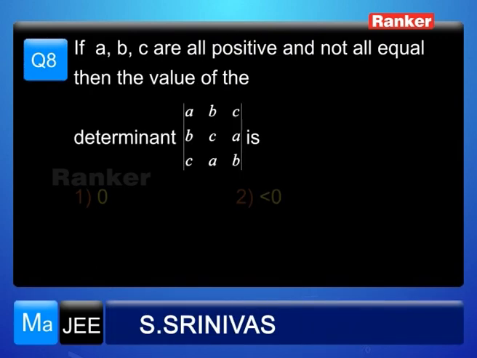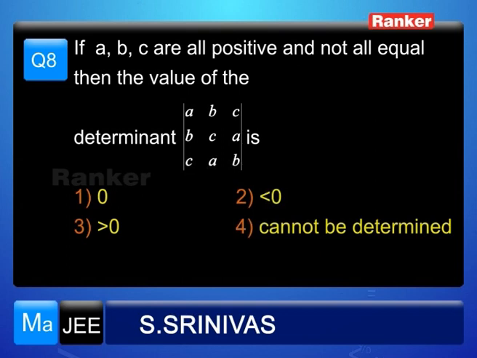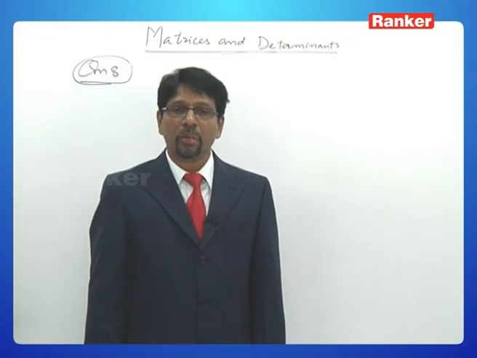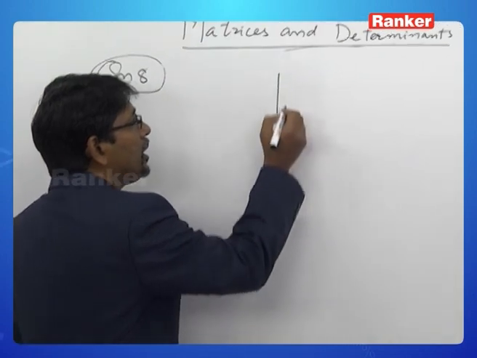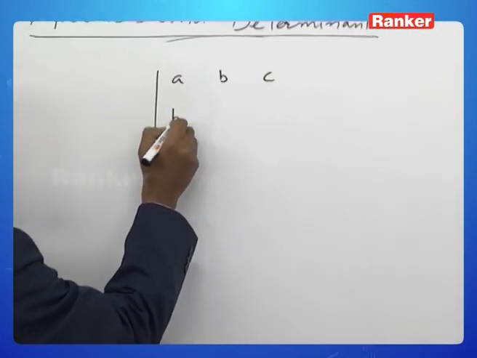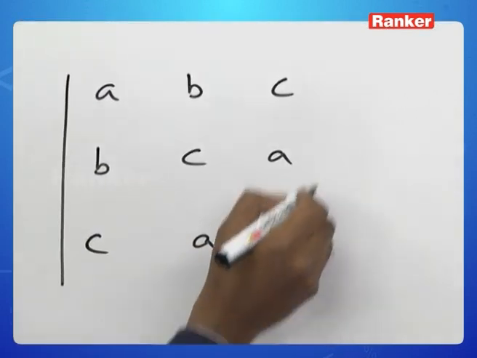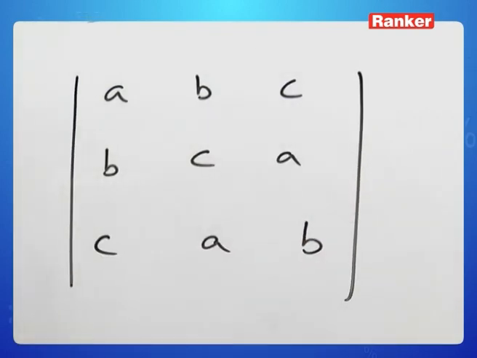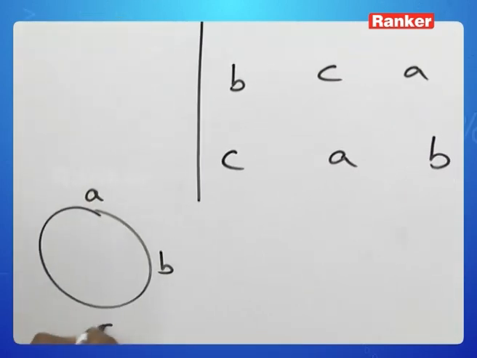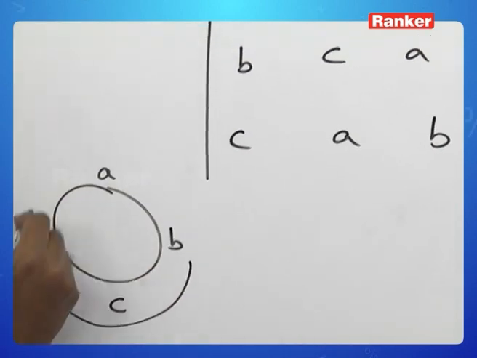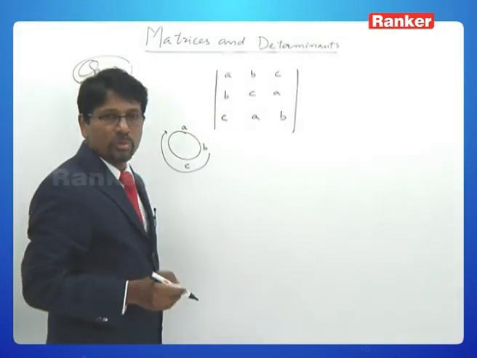Now if A, B, C are all positive and not all equal, then the value of the determinant ABC, BCA, CAB is: 0, less than 0, greater than 0, or cannot be determined. This is a determinant where a cyclic order is maintained in the entries. ABC, BCA, CAB. That's the third row.